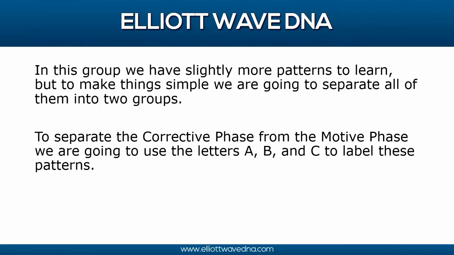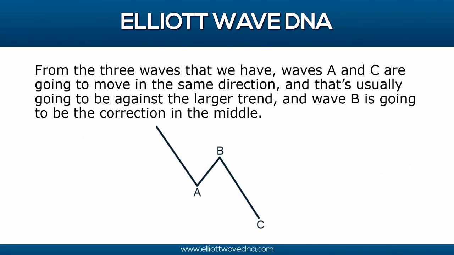To separate the corrective phase from the motive phase, we are going to use the letters A, B, and C to label these patterns. From the three waves that we have, waves A and C are going to move in the same direction, and that's usually going to be against the larger trend. And wave B is going to be the correction in the middle.